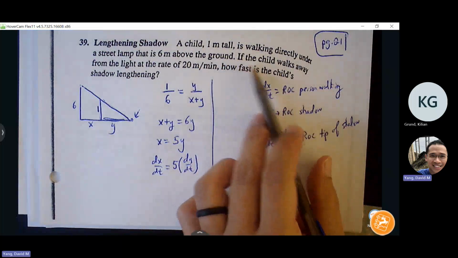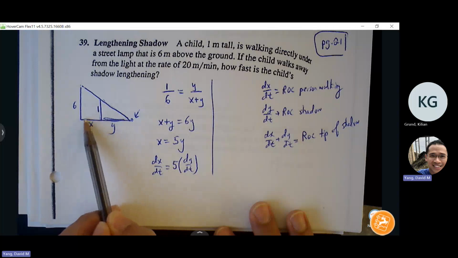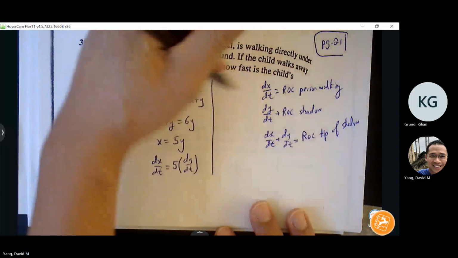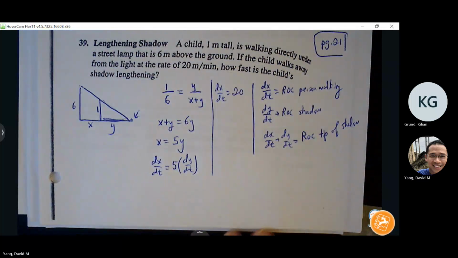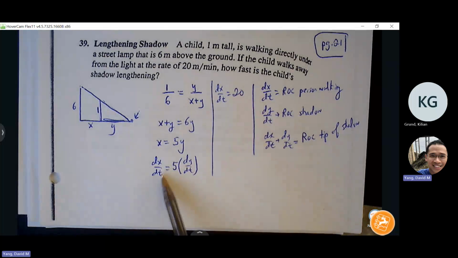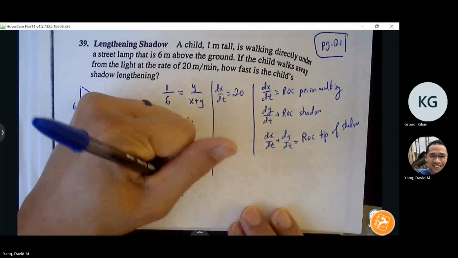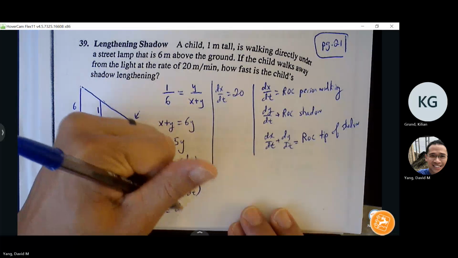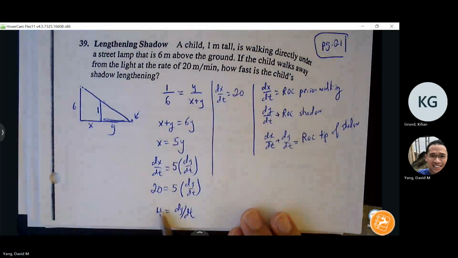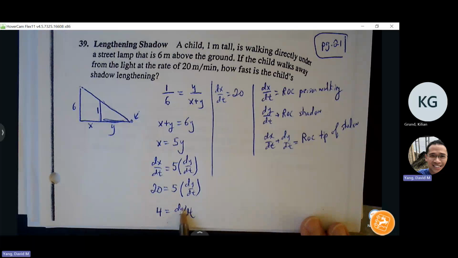Okay, so the child is walking away from the lamp. So we know x is increasing. He's walking away from the lamp, so it's positive. So we know dx/dt is a positive 20. So if I want to find dy/dt, I can just use this equation, right? Divide both sides by 5, I get 4. So I know that the child's shadow is lengthening at a rate of 4 meters per minute.